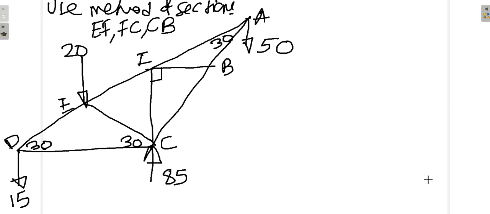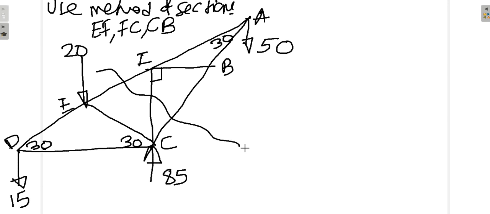So first let us take a section which will cut the members. Please note that the section should be taken in such a way that it does not cut more than 3 members. So let us take a section like this. Now we are supposed to use either the lower part or the upper part of the section. Let us see that the upper part of the section has only one force, that is 50. So it will be very convenient to use that.